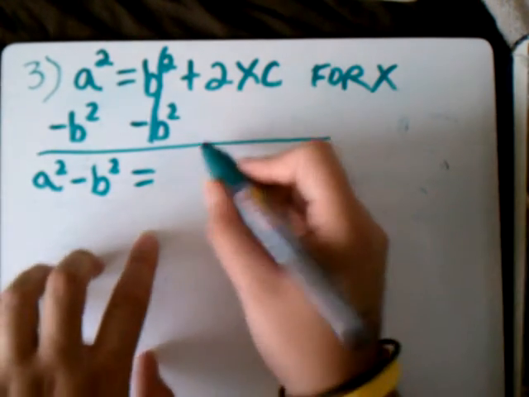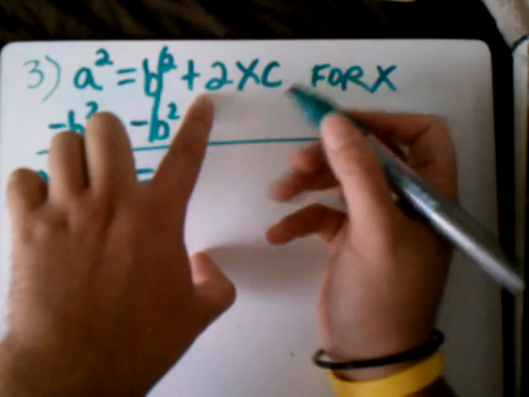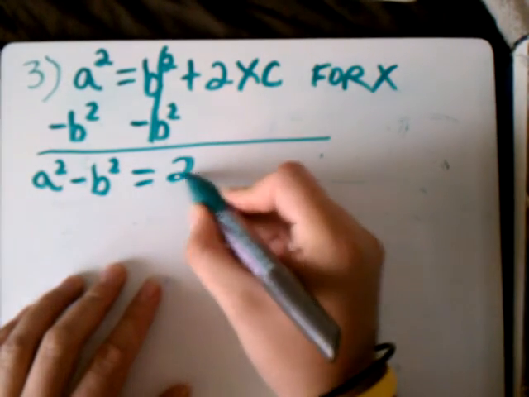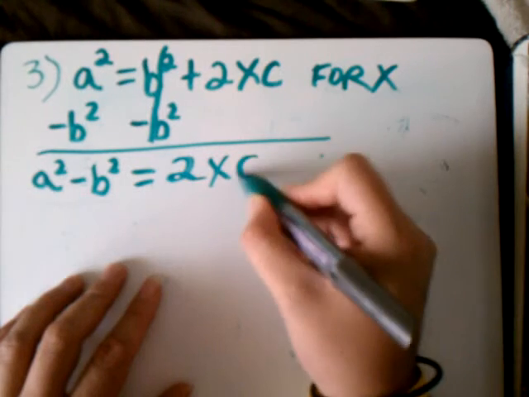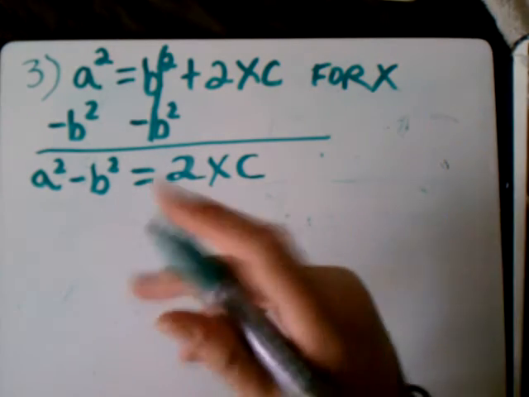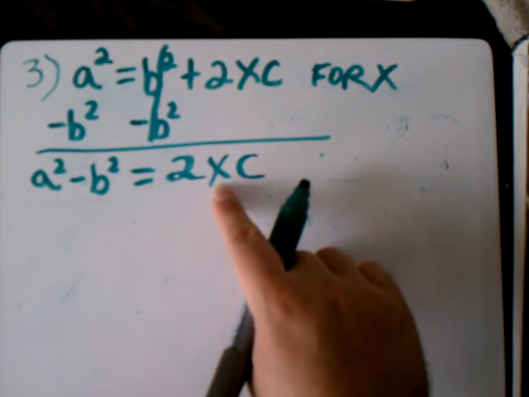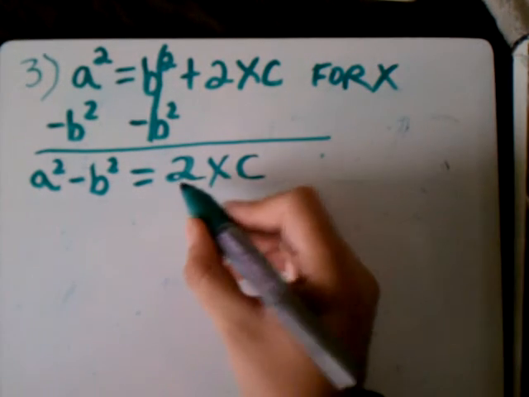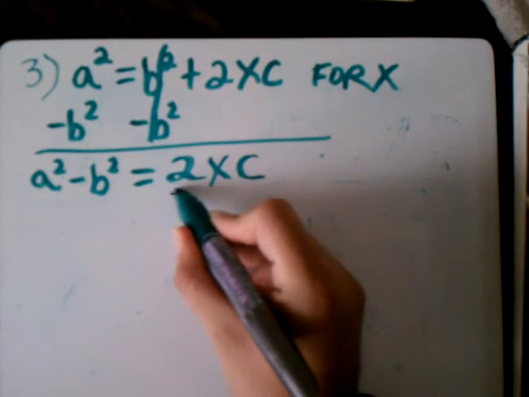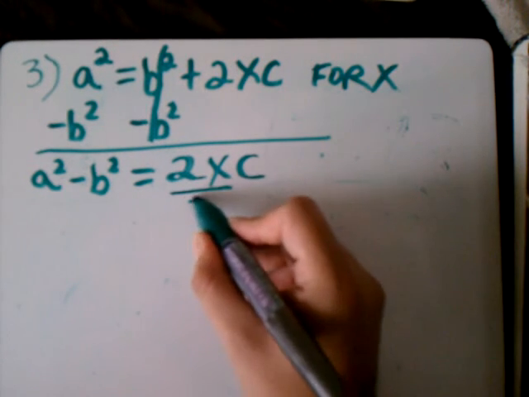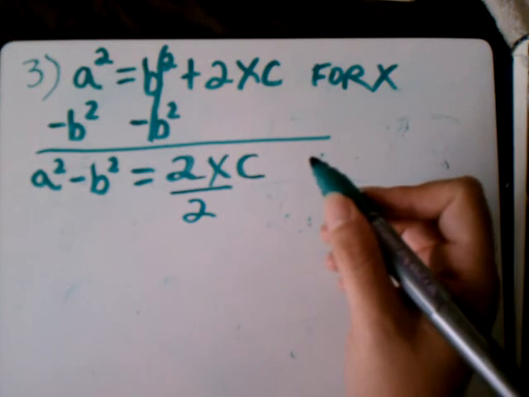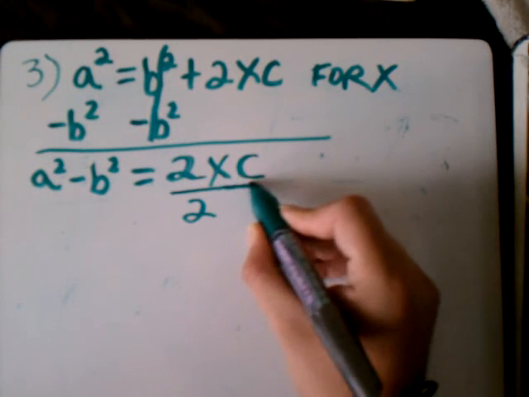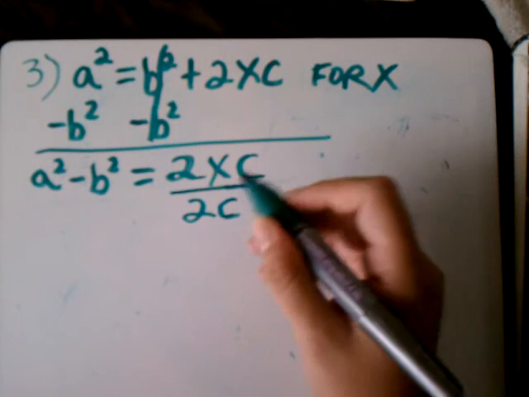Now on this side you have a squared minus b squared equals. What do you have here? You don't need to put the plus anymore because this is the only term you have. So 2xc. Okay? Now, how do I leave the x by itself? Well, this is a multiplication. If I want to get rid of the 2, I just put a line and just put a 2 under. Okay? But this is also a multiplication, so I can do it together at the same time.